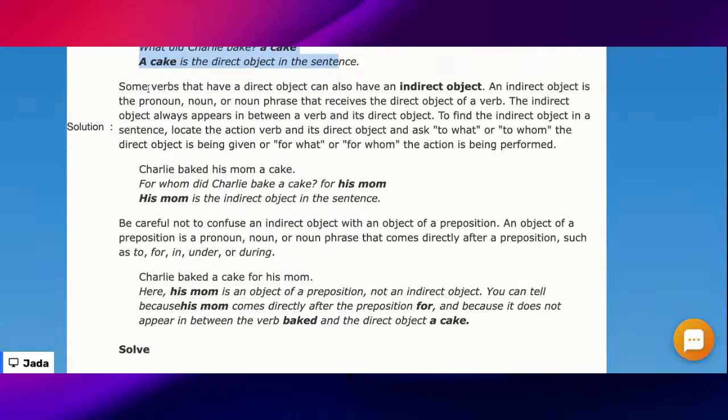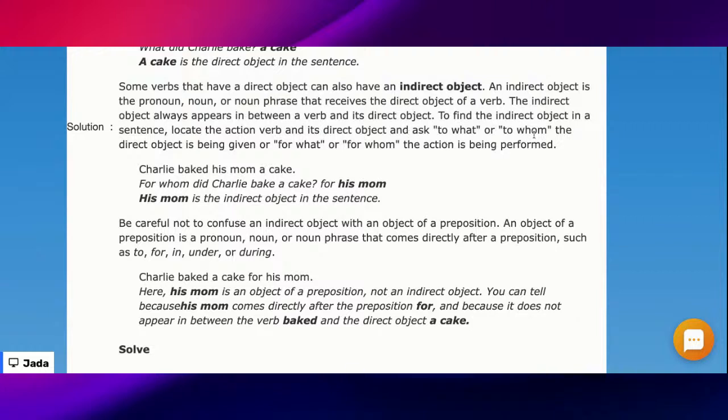Now some verbs that have a direct object can also have indirect objects. So when we have direct, we also have indirect. An indirect object is the pronoun, noun, or noun phrase that receives the direct object of a verb. So the indirect object receives the direct object of a verb. The indirect object always appears in between a verb and its direct object. So in the middle, where you have the verb and the direct object, that's where you have the indirect object.